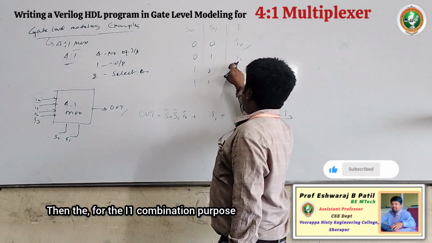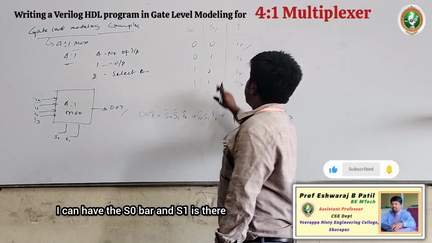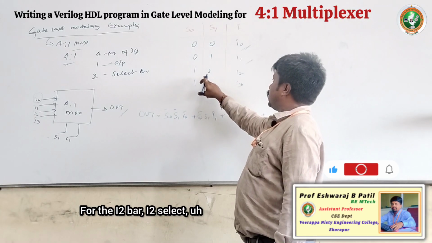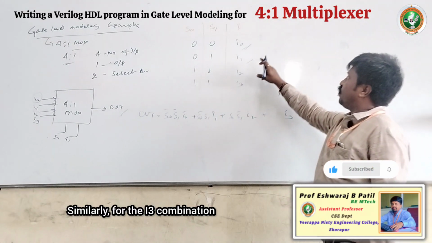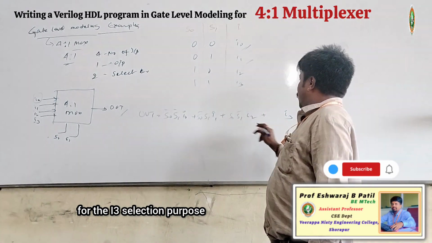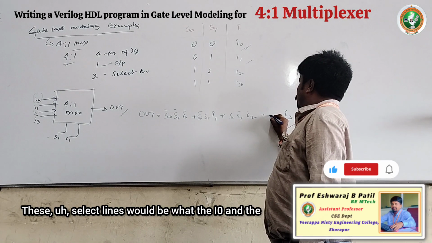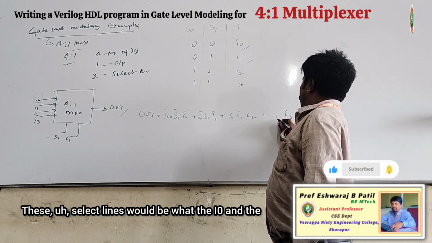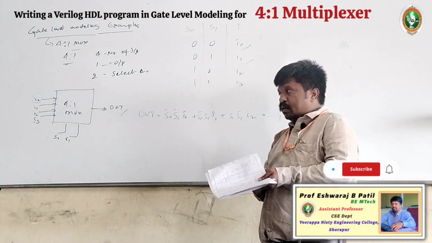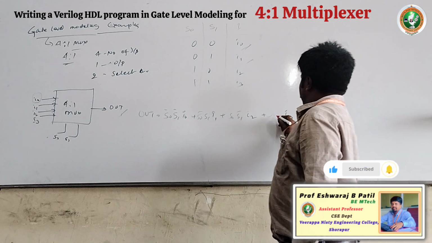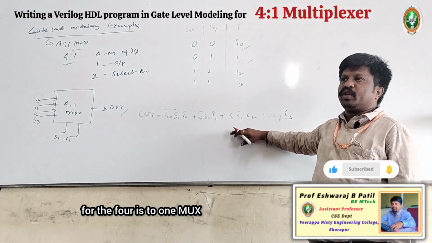Then for the I1 combination, I can have S0 bar and S1. For I2, the select lines are S0 and S1 bar. Similarly, for the I3 selection, I can have the input combination with select lines S0 and S1. By referring to this, this is the equation for the 4:1 MUX.